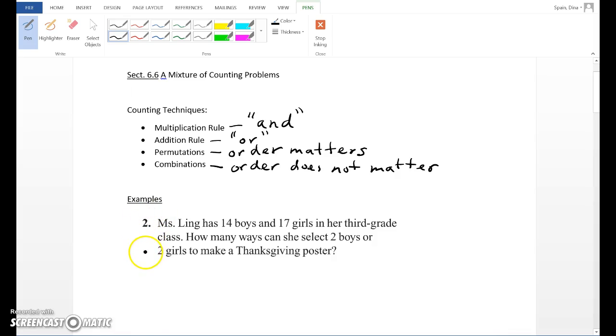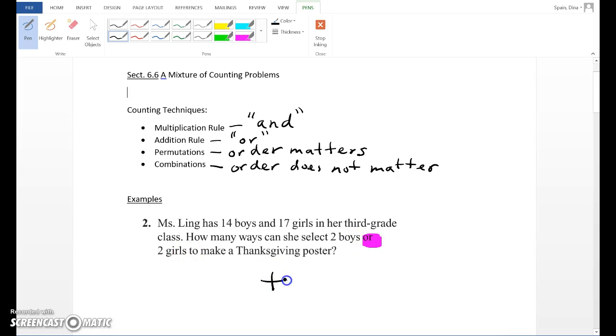Alright, so let's start with this first example. It was number 2 in the back of that section. It says, Ms. Ling has 14 boys and 17 girls in her 3rd grade class. How many ways can she select 2 boys or, let's underline that, or 2 girls to make a Thanksgiving poster? The 2 boys that she's going to select, there's 14 boys altogether and there's 2 of them. Now, there's no distinction between their job duties. It's just 2 boys that are going to work on the poster or the 2 girls.